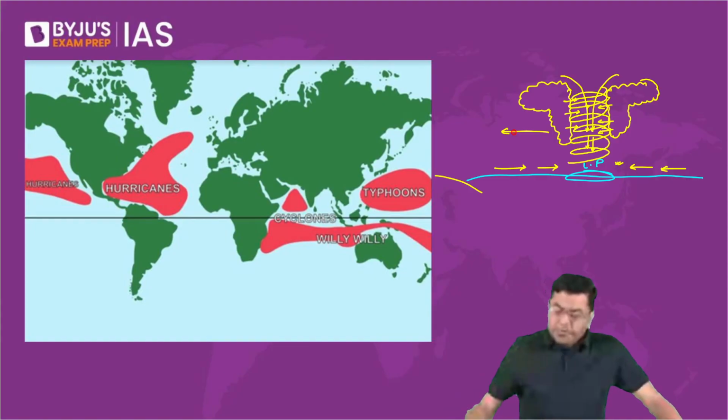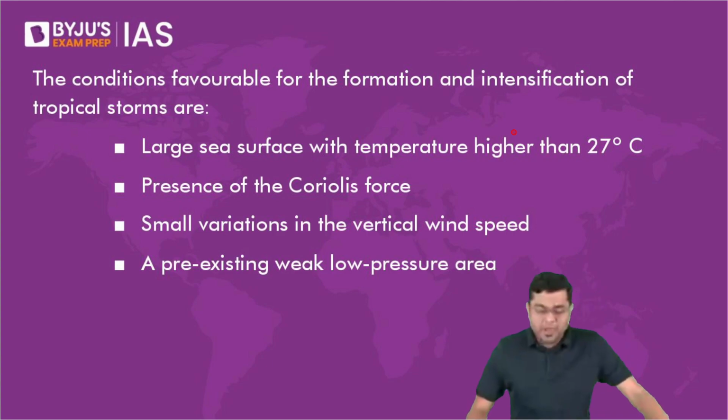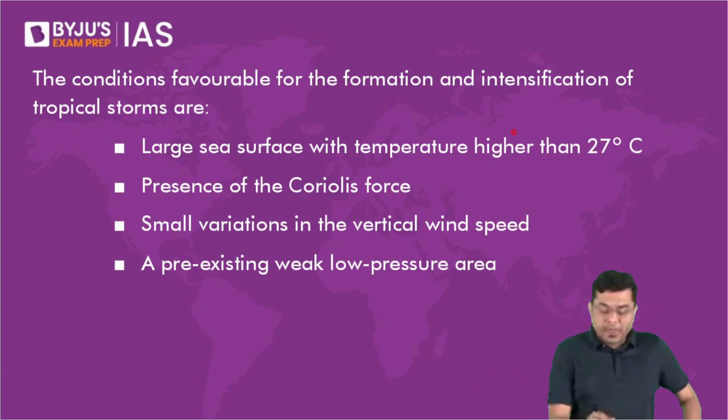Okay. So let us complete the portion of tropical cyclone, few of the cosmetic areas which are left. One of them is the prerequisite conditions which are an absolute must for the formation of a tropical cyclone. So what are the absolute must conditions for the formation of a tropical cyclone? Here, first of all, for a tropical cyclone to get created, we do require a large sea surface with temperature higher than 27 degrees Celsius. That is a requirement.